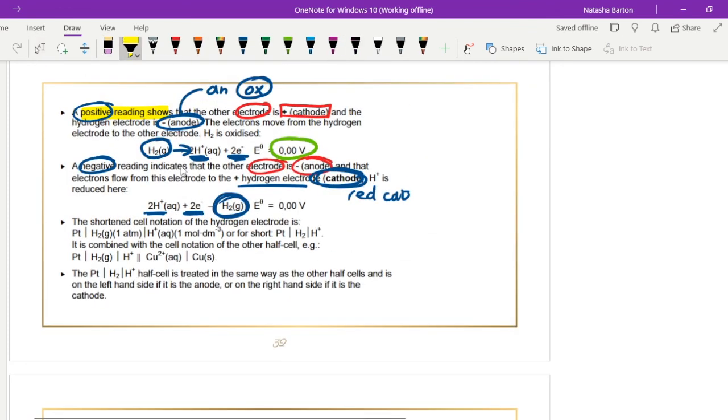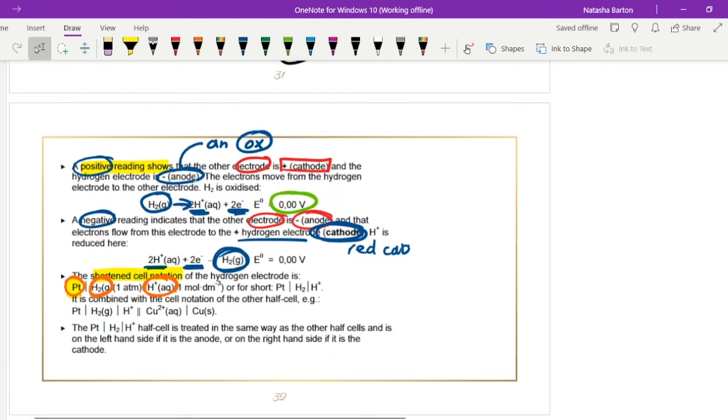What may be important, because they often make use of your hydrogen half cell in your exams, you may need to write down the shortened cell notation, but it's as you know it. We're going to have platinum. That's the main thing to not forget about. Your electrode is platinum, and then based on which cell it is acting as, somewhere you will have the hydrogen gas and somewhere else you will have the hydrogen ions. Okay, but that is basically your hydrogen half cell.